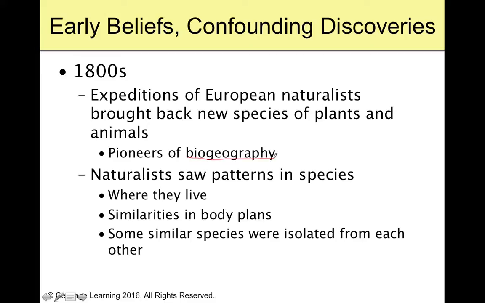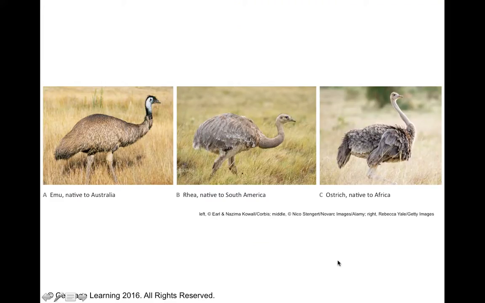And what they started to see was patterns in species. What they looked like depended on where they lived. They saw similarities in body plans from animals and plants that were on completely different continents. And some of these similar species were reproductively isolated from each other. Things on islands, things on mountaintops, things that couldn't access other species, but their body plans would look like what they had seen in other places. And so this started to be kind of confusing.